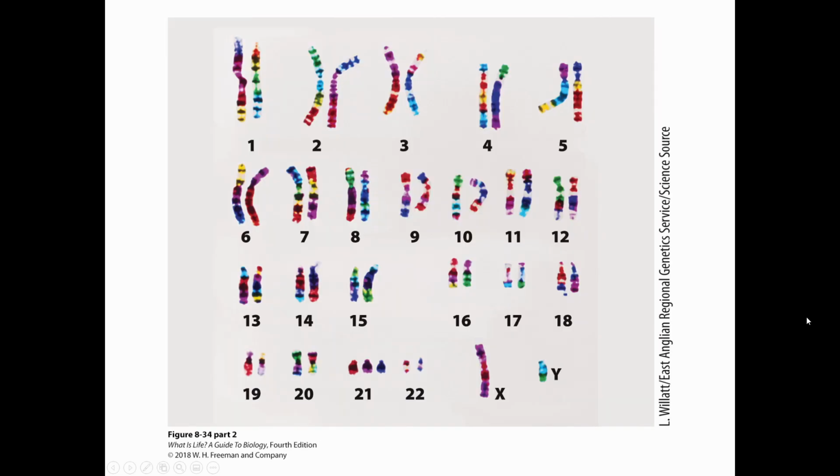Here's another karyotype. Again, paired up. We look down the list, and everything is nice pairs. But when we get to the 21st pair, we notice there are 3. This is what we call trisomy 21. So trisomy tells us 3 copies rather than 2. 21 is because it's at the 21st chromosome that has the extra one. Trisomy 21 is better known as Down syndrome.